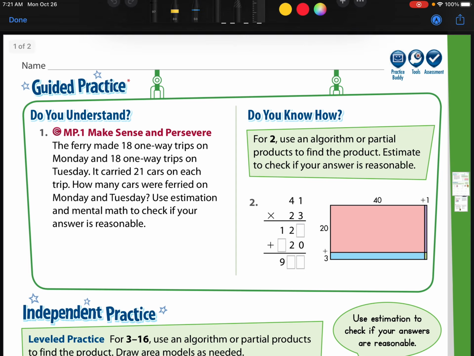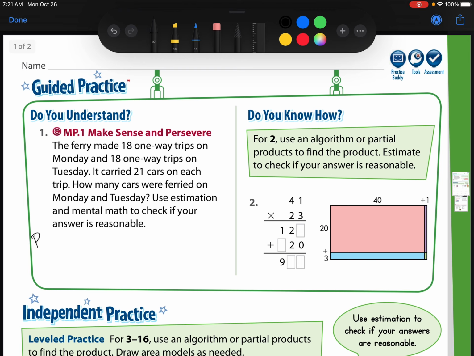So just note for this one, when I have P on the side, that just means we're using partial products. We have the A on the side, that means we're going to be using the algorithm for it. So we're going to be flipping back and forth between those two. So let's get started on question number 1.